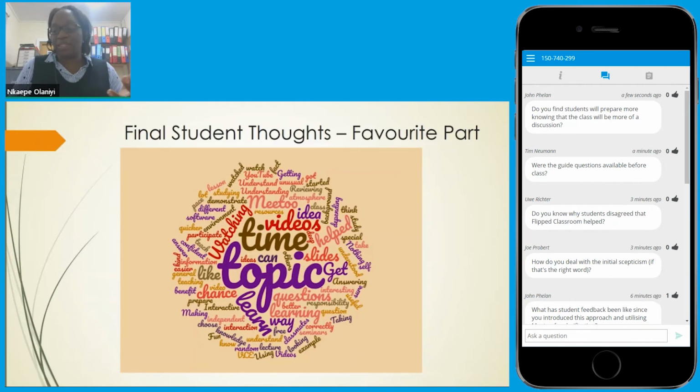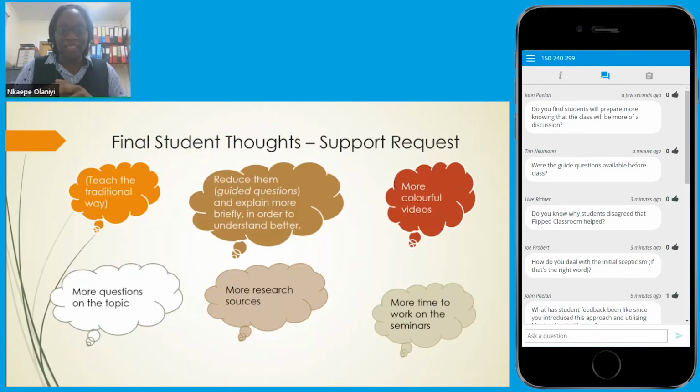Having a chance to participate. I got to be self-independent and more confident when teaching myself a topic. So that's the thing. It's almost like instilling a joy for learning, as it were. These were some of the comments where they wanted more support, so more research sources, more questions, more seminars. One or two saying, please just teach the traditional way, which is fine.